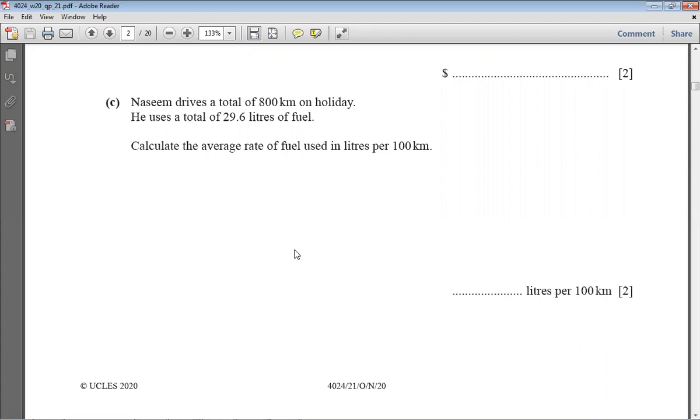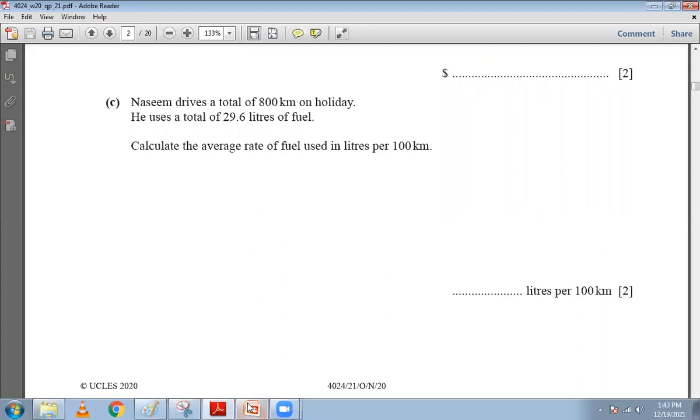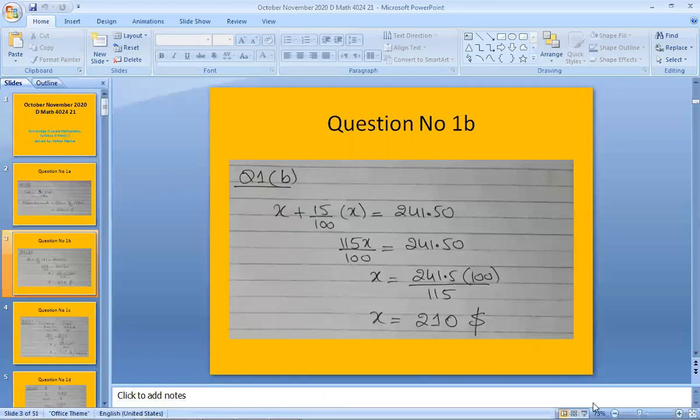So you see, I will use the method of proportion. 800 kilometers of distance requires 29.6 liters of fuel. So if the distance is 100 kilometers, that is their question. For 100 kilometers, how much fuel is needed? So we will use the method of proportions. Let me show you.